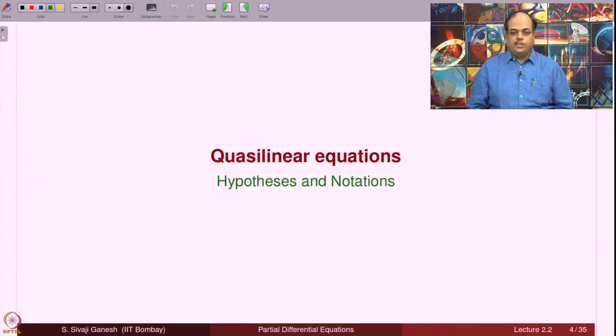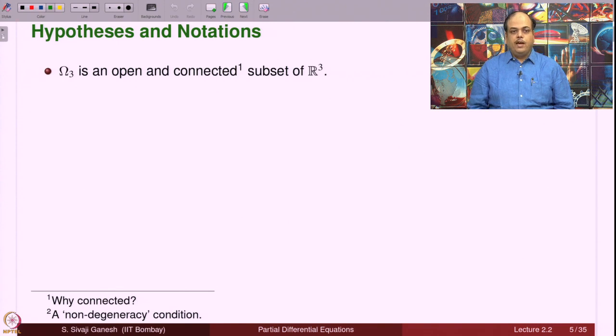So, quasi-linear equations, hypothesis and notations. Omega 3 is an open and connected subset of R3. As I told you, omega d will be an open subset in Rd, but for the discussion of quasi-linear equations we have to take d equal to 3, because we are going to consider quasi-linear equations in two independent variables. So, omega 3 is an open and connected subset of R3.